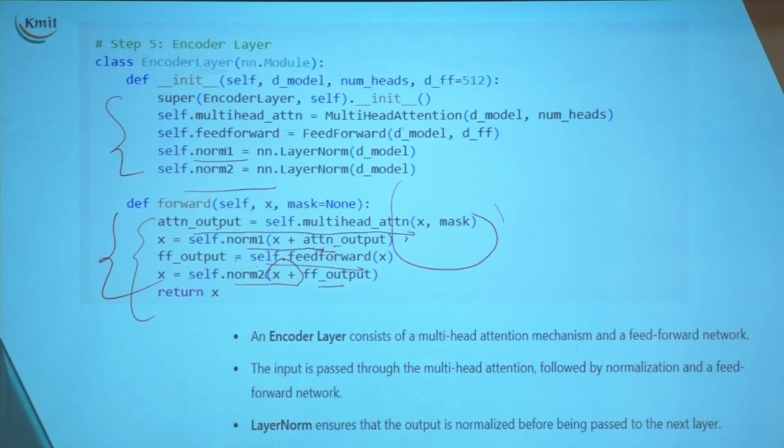Are you all clear? This is the build code for what? Encoder. So every block: positional encoding, class, forward function. MHA class, forward function. Encoder class, feed forward class, forward function. MHA class, forward function. Okay.